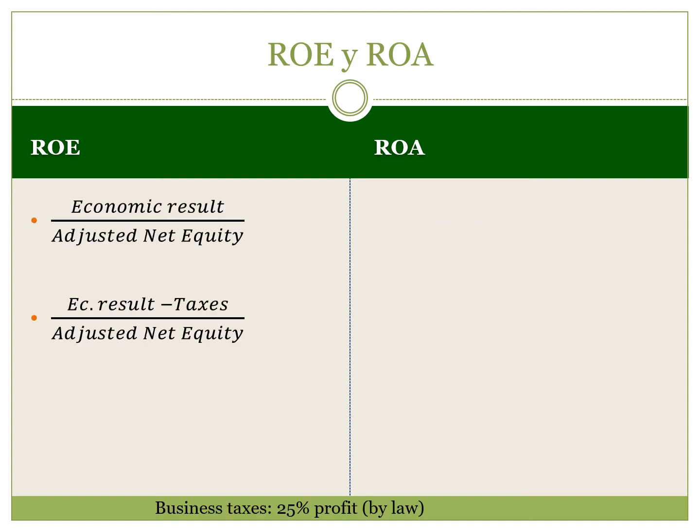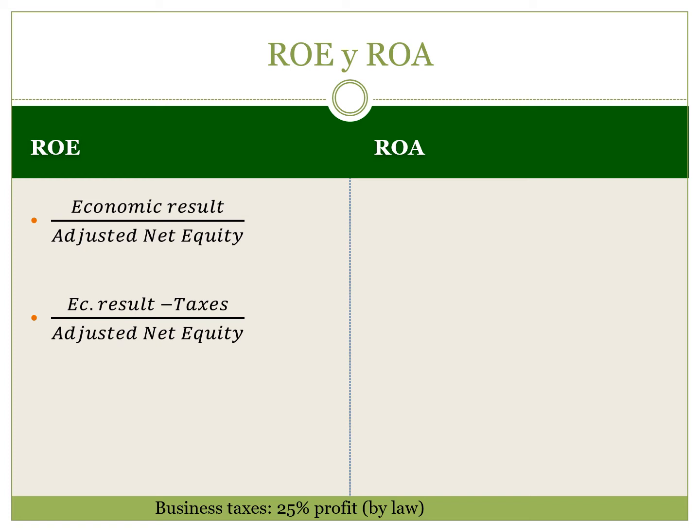In order to calculate the return on equity, you just need to divide the economic result by the adjusted net equity. If you want to calculate it after taxes, which is also possible, you can do the economic result minus taxes divided by the adjusted net equity. Remember, taxes are business taxes, and these are defined by law, and at the moment in Spain, this is 25% of the economic result of the profit.